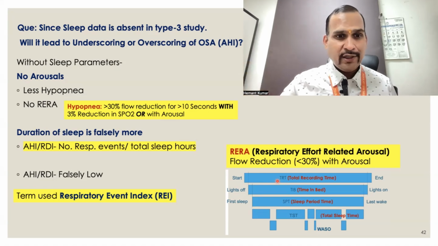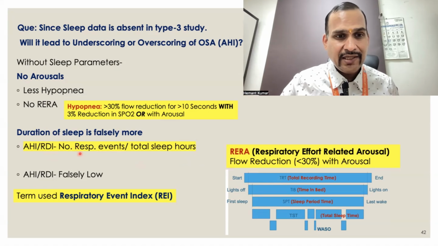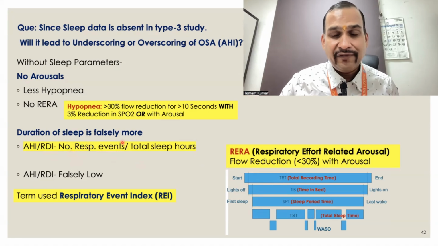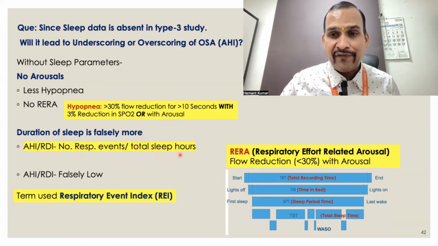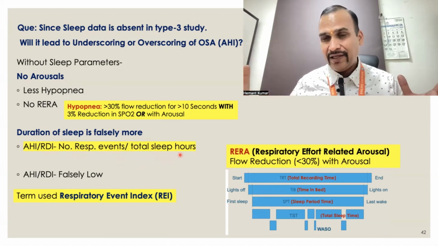Sleep time is more. So you can see, what is AHI? The number of respiratory events, which is falsely low, divided by total sleep time, which is falsely high. So what will be the result? AHI will be falsely low. So a type 3 study will underscore the OSA. It will tell less AHI as compared to the actual AHI.